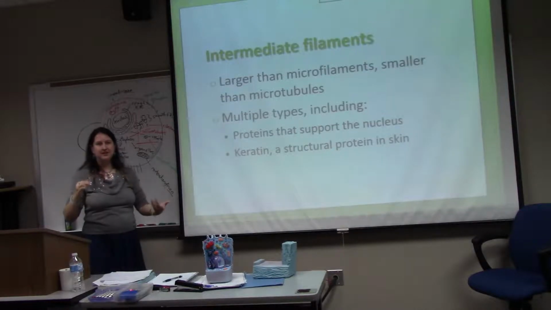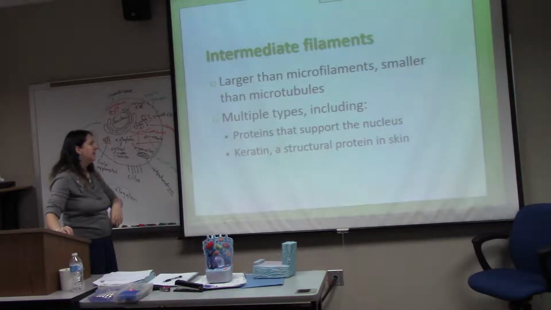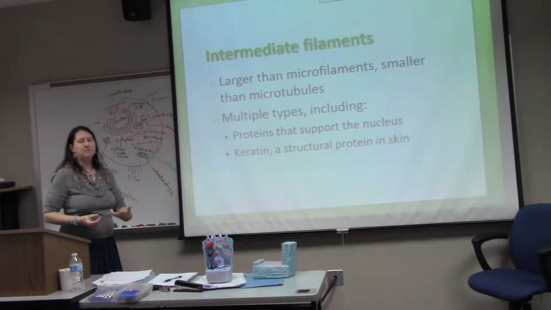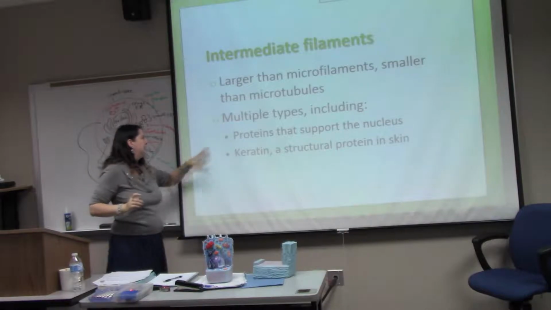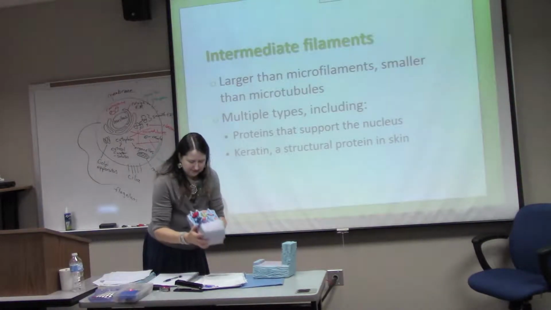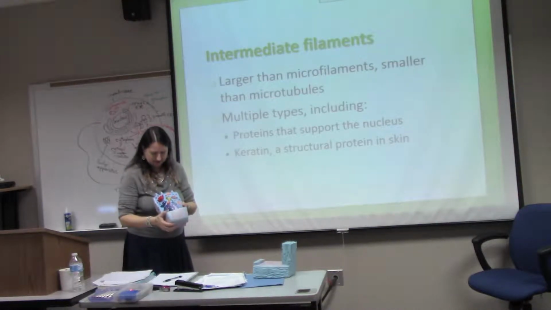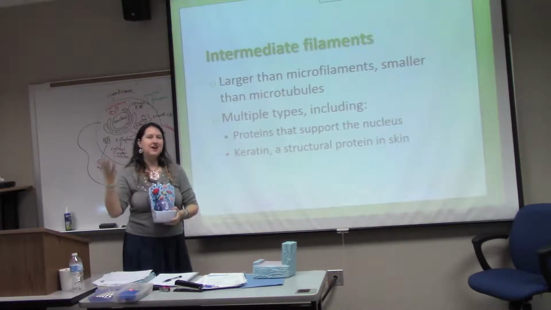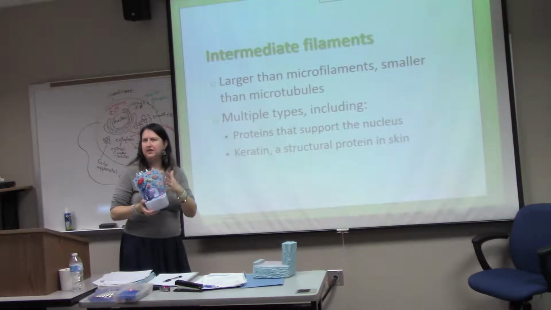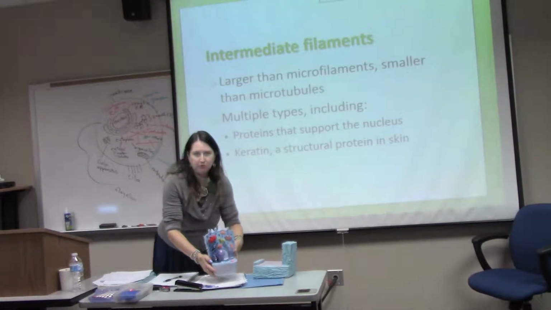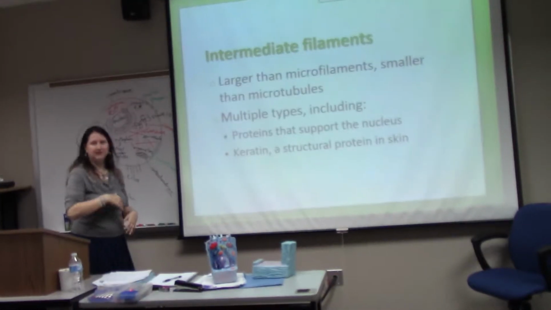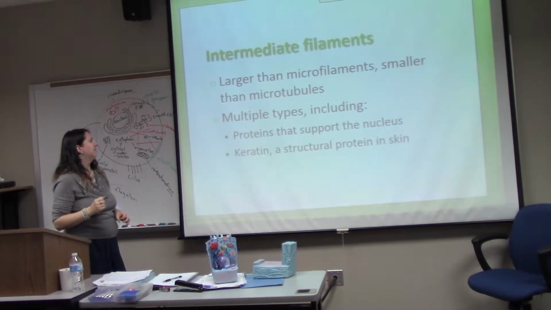Then the last ones, intermediate filaments. They're called intermediate because they're bigger than microfilaments, but smaller than microtubules. There are a variety of types, and cells will have some types and not others, depending on what their job is. There's not really any that you can see on the model. On that one model that's different, I think it's got some of the microfilaments at least.